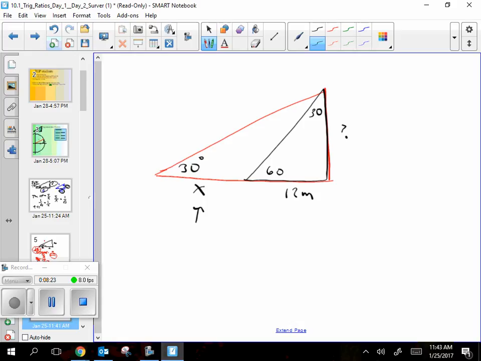So my just advice to you is, let's figure out this. We'll call it h for height. Figure out h first. Once you know h, you can use that to find x.